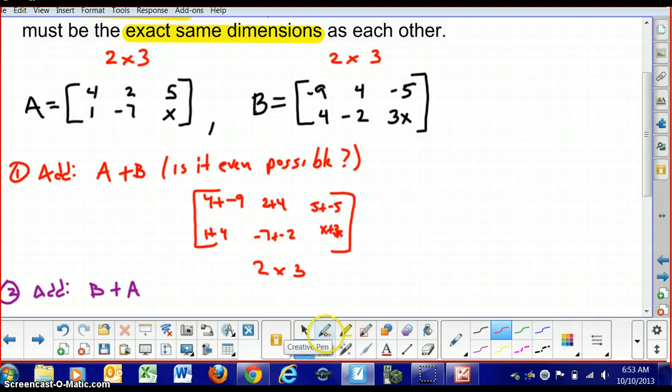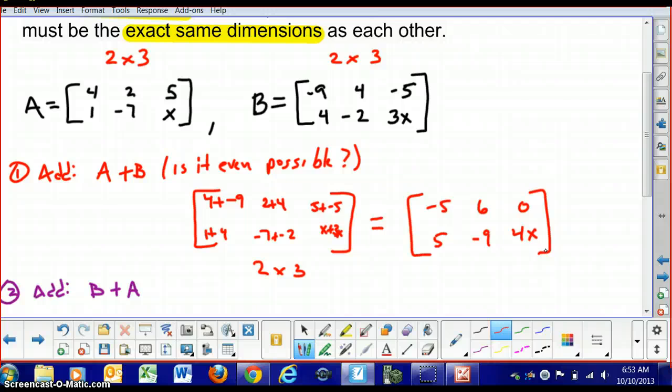And of course, we can clean this up. So it's going to become negative 5, 6, 0, 5, negative 9, 4x. Alright, so that's it as far as adding matrices are concerned. Why don't you see if you can add matrix B plus matrix A?